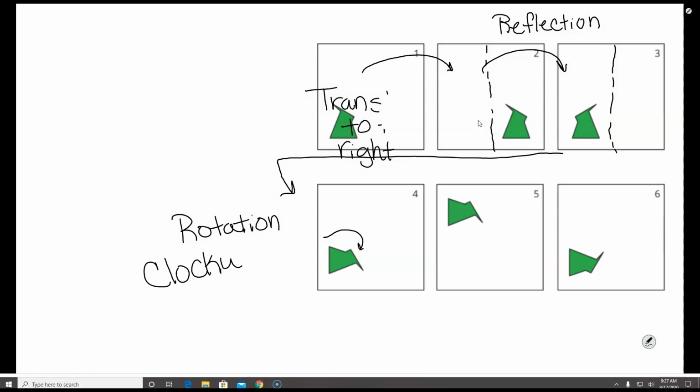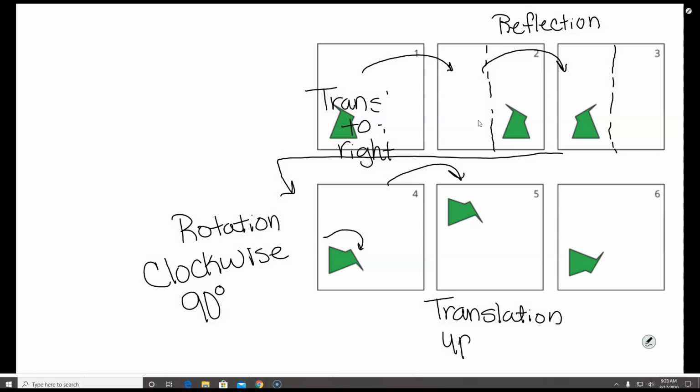And by how much, you also have to look at that. You could say a quarter, but now I want you to actually use the degrees. So I want you to call this a 90 degrees clockwise rotation. Okay? All right. And from 4 to 5, all you did was shift it up, or you could say translation. In what direction are you going? You're going up. Okay?